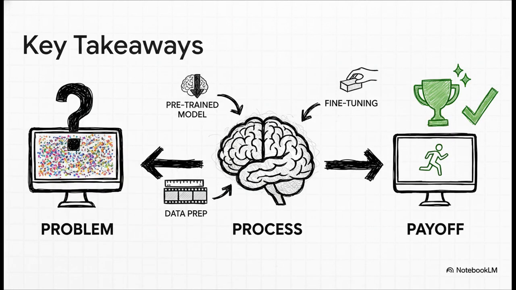So let's just do a quick recap. The problem was teaching an AI to understand action. The process was to take a powerful pre-trained model, meticulously prepare our data for it, and then fine-tune it for our specific task. And the payoff? A system that can recognize what people are doing in videos with amazing accuracy.